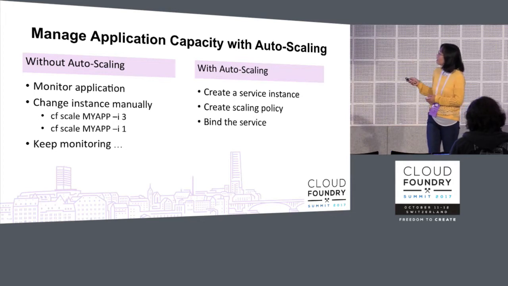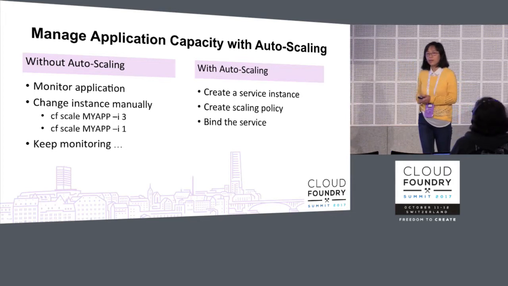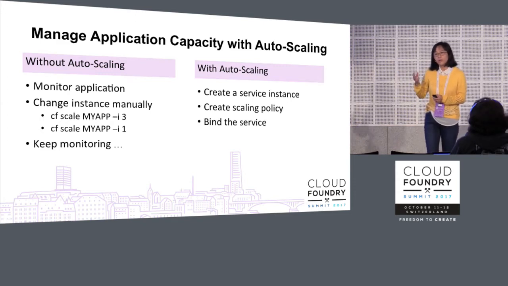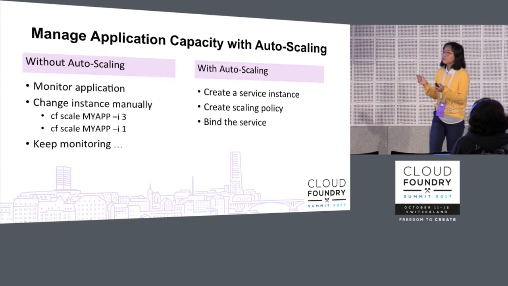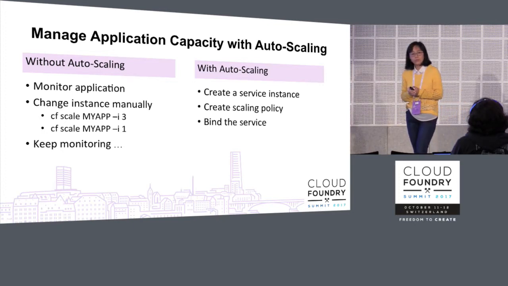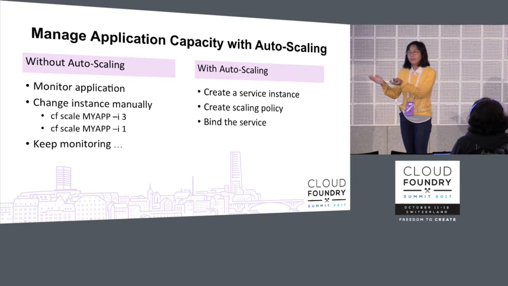Here, I want to mention that when we talk about scale, we are talking about scale in or scale out. That means adding or removing application instances. We don't touch scale up, which means adding more memory quota to your application. In CF, if you want to change the memory quota of your application, you need to shut down the current container and create a new one. This will introduce some downtime, so AutoScaler won't touch that area.